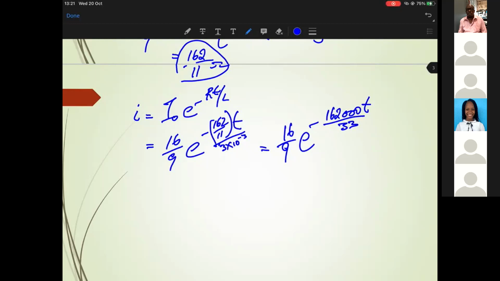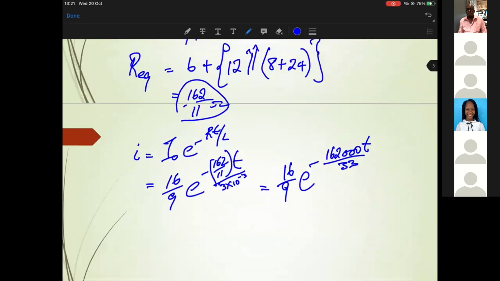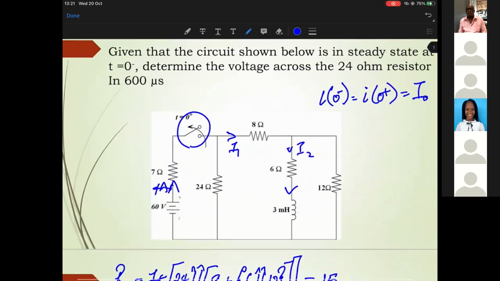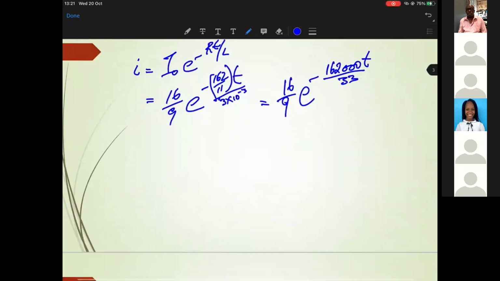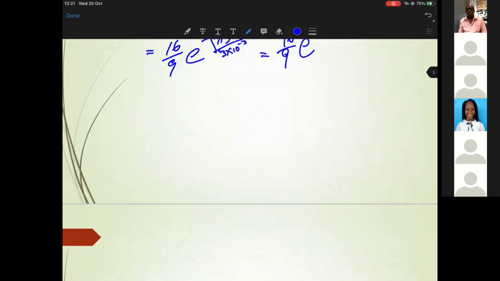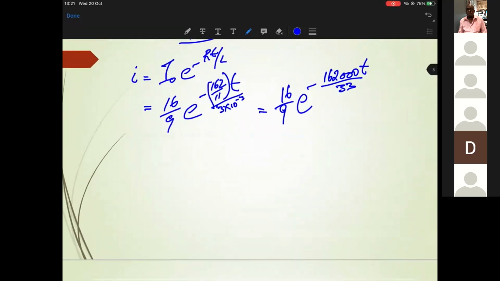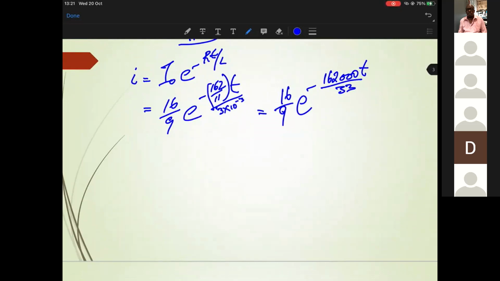So Stuart, yes, sir. What we're interested in is the voltage across the 24 ohm resistor. So what do I do with this? With that, sir, first we'll have to find the exact current, which would mean that we now put in the 600 microseconds for the T. And then after you find that value, we use current divider to find the current to the 24 ohms. Okay. All right, fair enough.